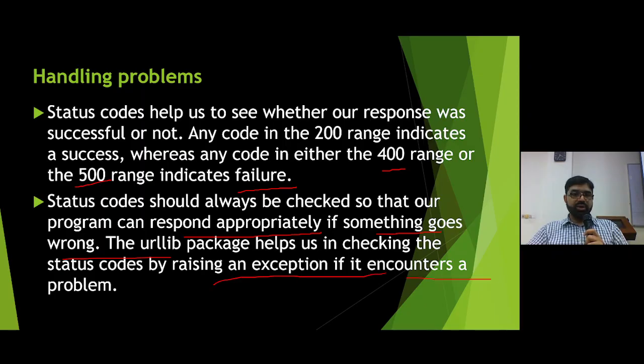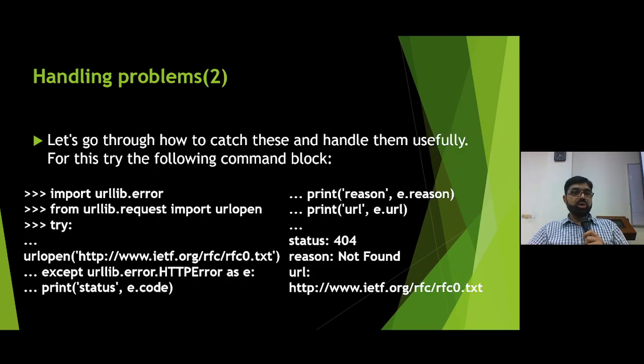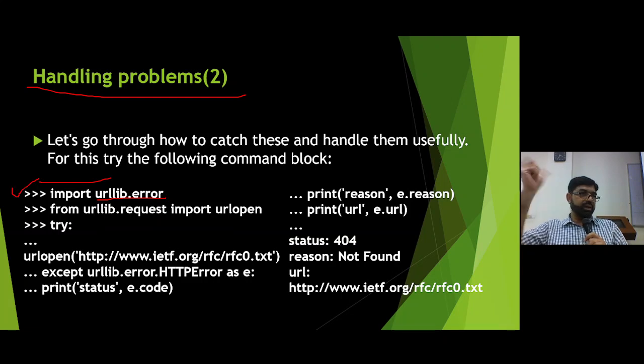So an exception is an encounter with a problem, right? Let's go through how to catch and handle these. Now we are going to discuss handling problems. We are still on the urllib package. So import urllib.error. When you write this command in the Python interactive interpreter, you will get this. From urllib.request import urlopen, and try this urlopen, and you will write this code.